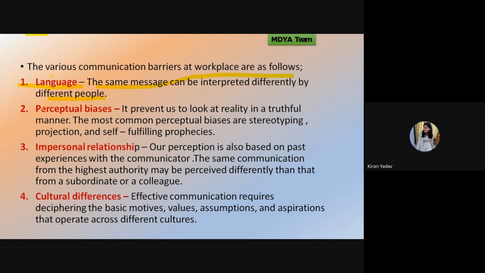Then next is perceptual biases. It prevents us from looking at reality in a truthful manner. So again, you have a preconceived notion, and on the basis of that you are judging. The most common perceptual biases are stereotyping, projection, and self-fulfilling prophecies.